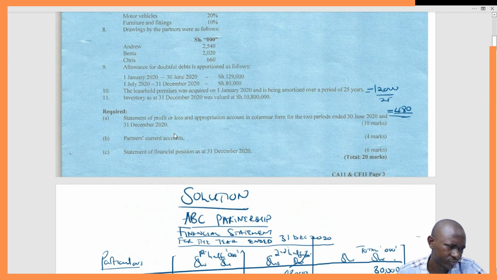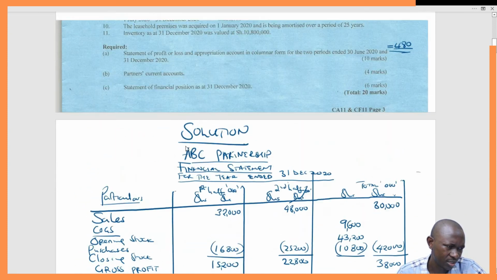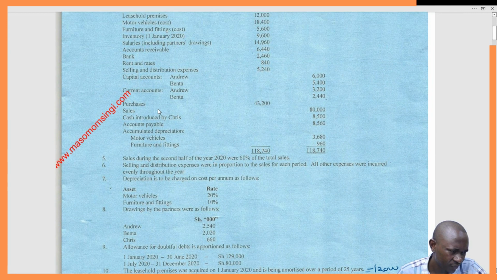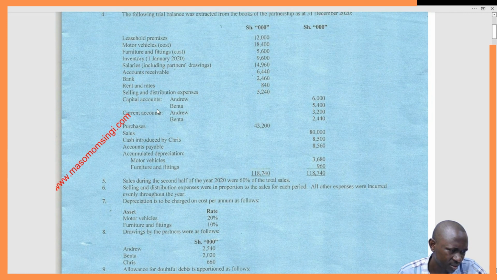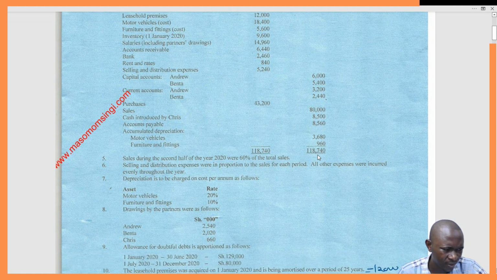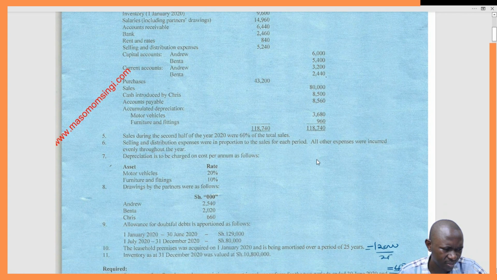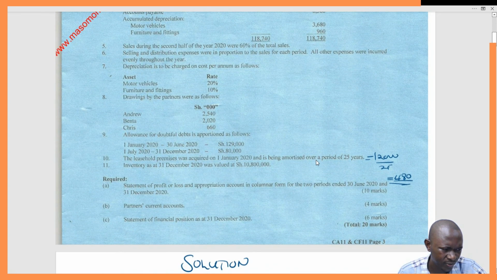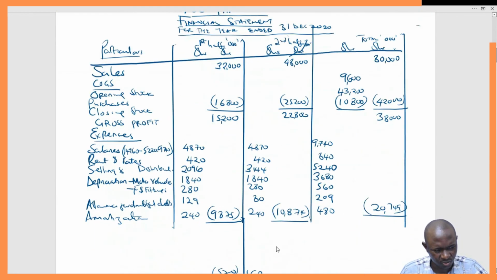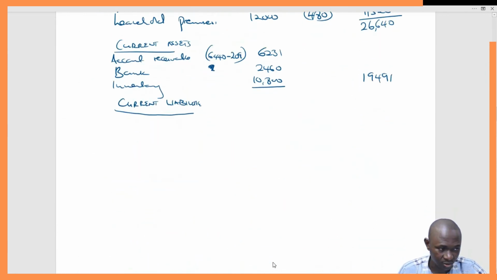So current liabilities. Let's check. I'm also checking if we have any other current asset that was left. So current liability, we have accounts payable here. Accounts payable is 8560. Good. Do you have any other thing? Drawings? No. So accounts payable, our current liability, is 8560.